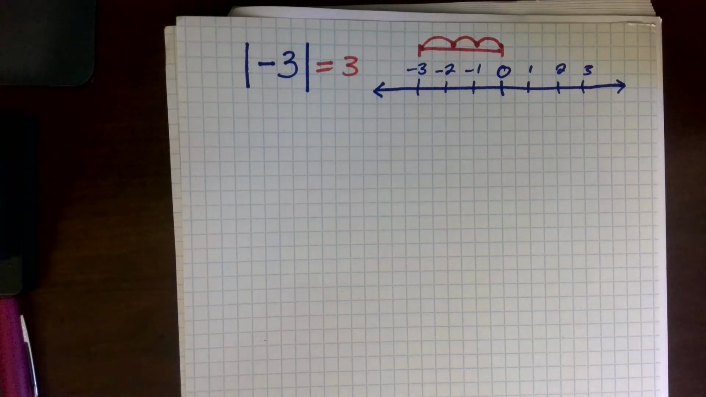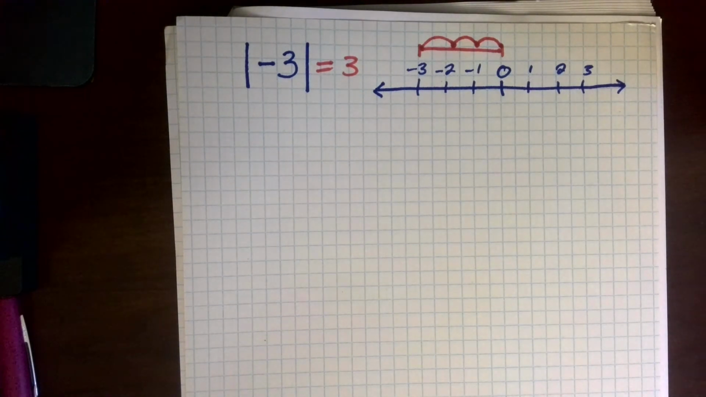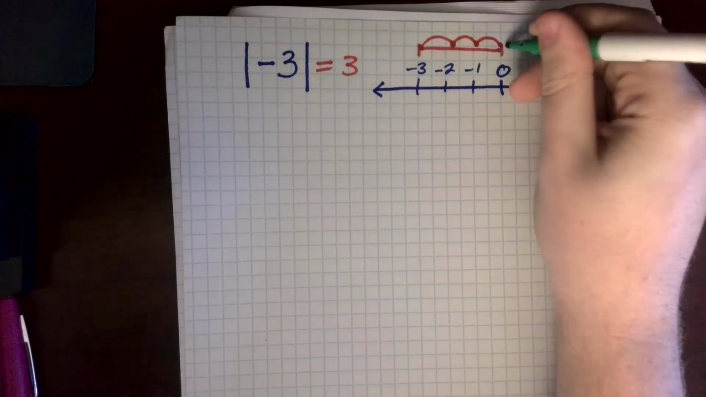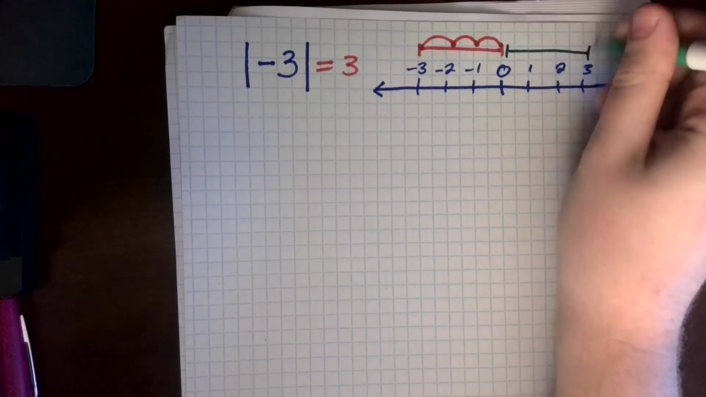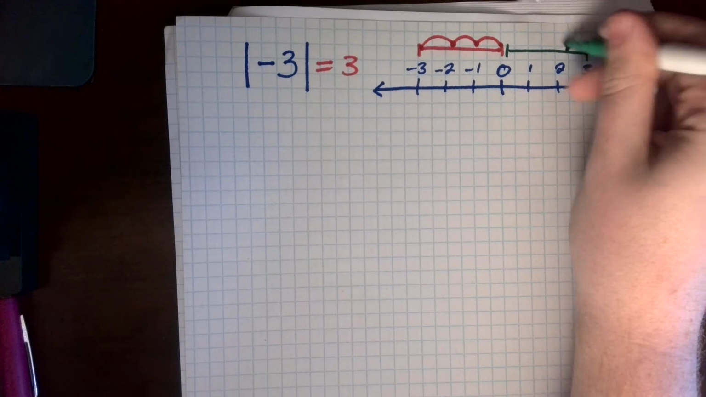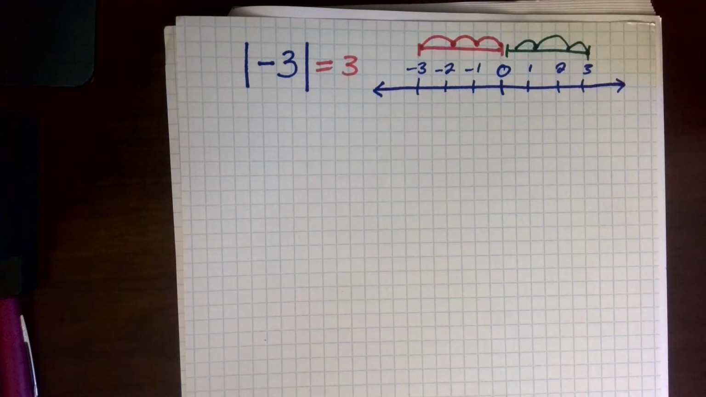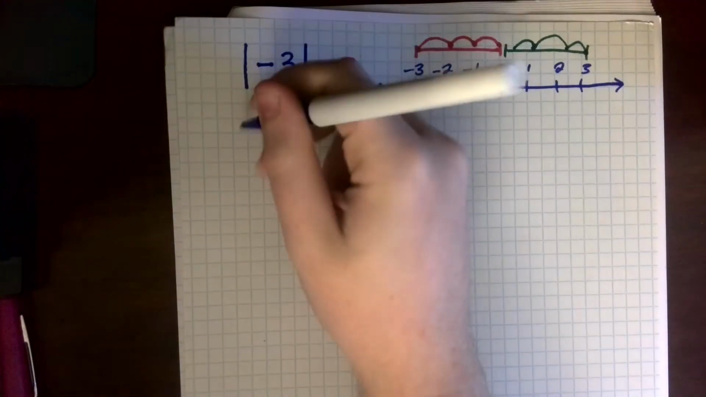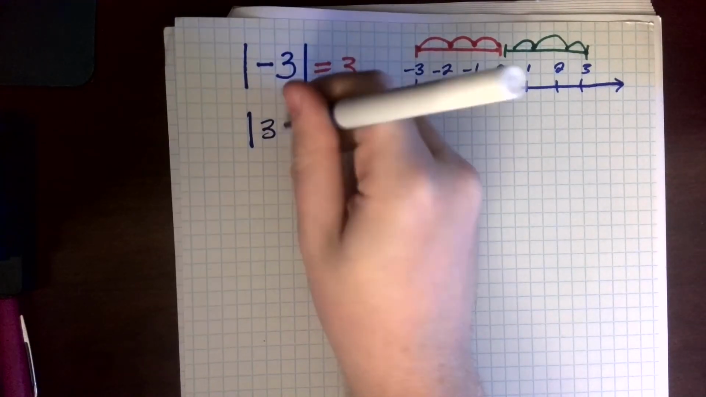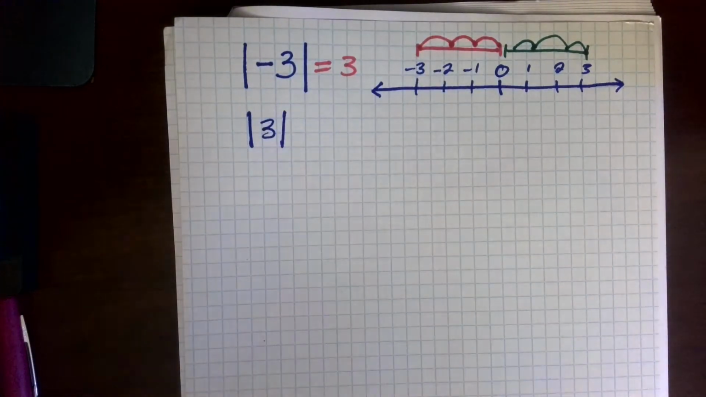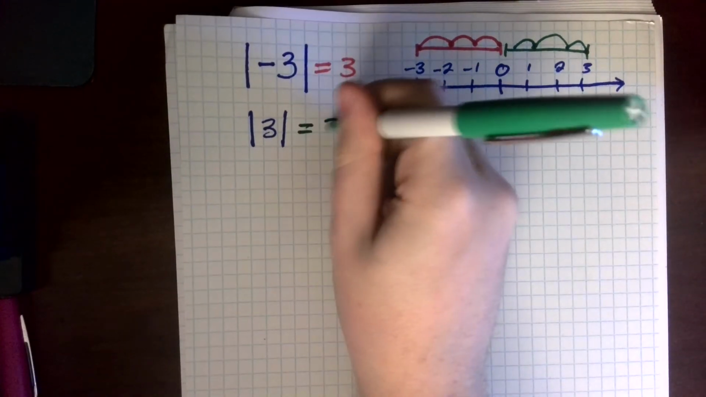However, there is another number on this number line that is 3 away from 0. Can you spot it? If you said +3, you are absolutely right, because it's 1, 2, 3 away. This means that we can write the following statement. The absolute value of 3 equals 3 as well.